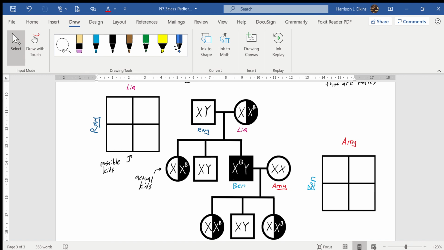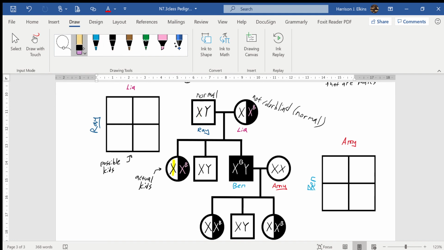And you'll notice this kid, well, she's a daughter, and she inherited a normal X chromosome from her father. And then she inherited a mutated one from her mother, but she still is just a carrier, so she's actually not colorblind. Okay, so Leah is not colorblind. Ray is colorblind. No, sorry, he's not. He's normal. She's normal. Their daughter's normal.